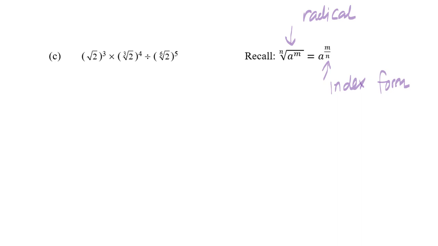Before we apply other rules that we have learned in the chapter of indices, the best way to deal with this sort of question is to simplify whatever is inside the bracket first. So square root 2 will be 2 to the power half, and this one here means 2 to the power 1/3. Cube root of 2 means 2 to the power 1/3.